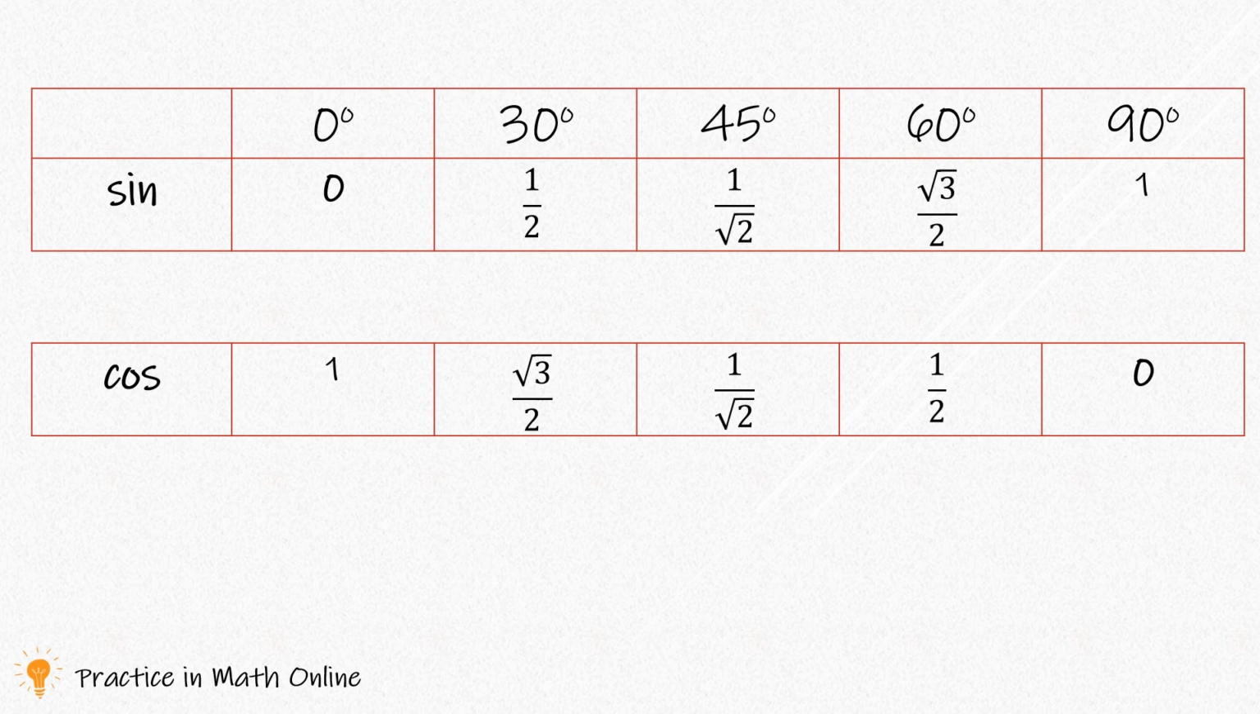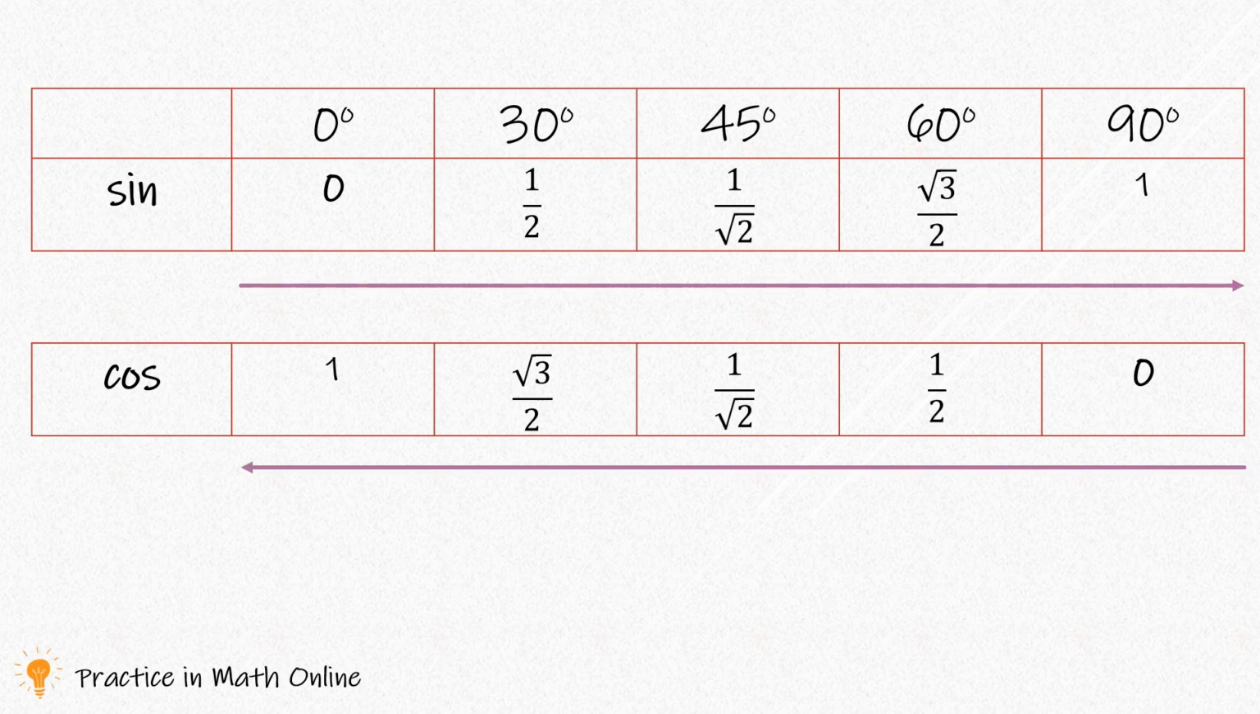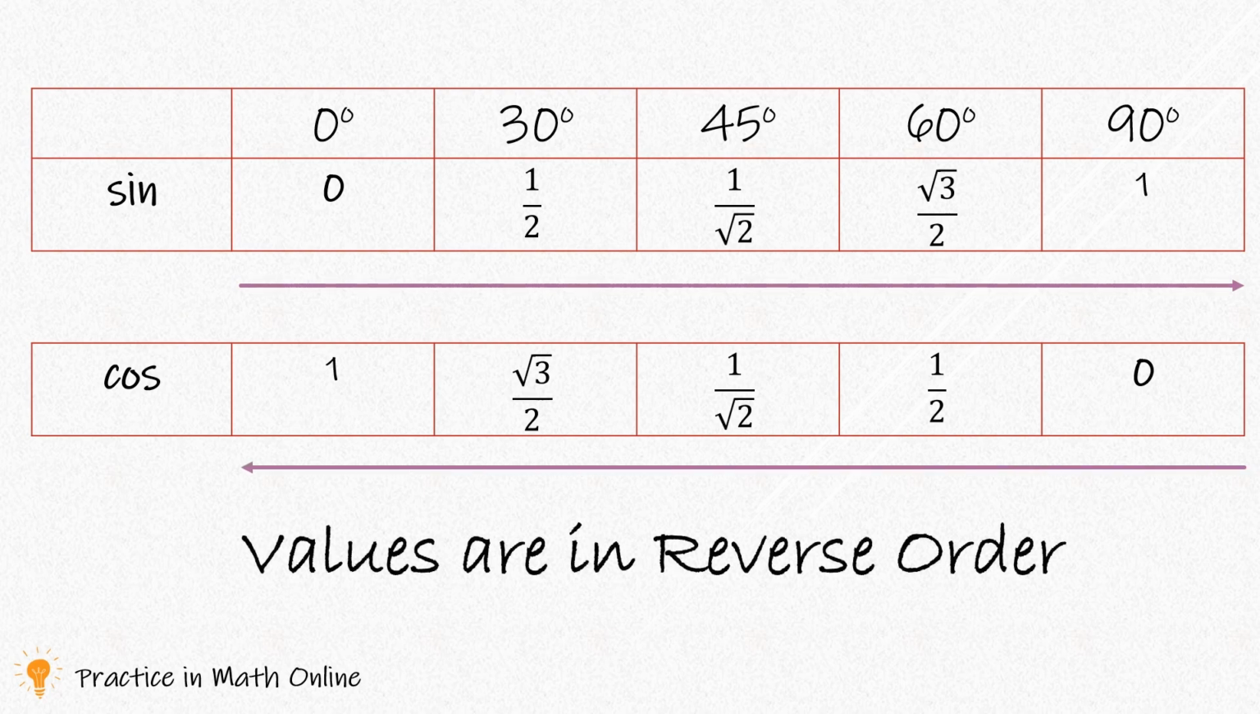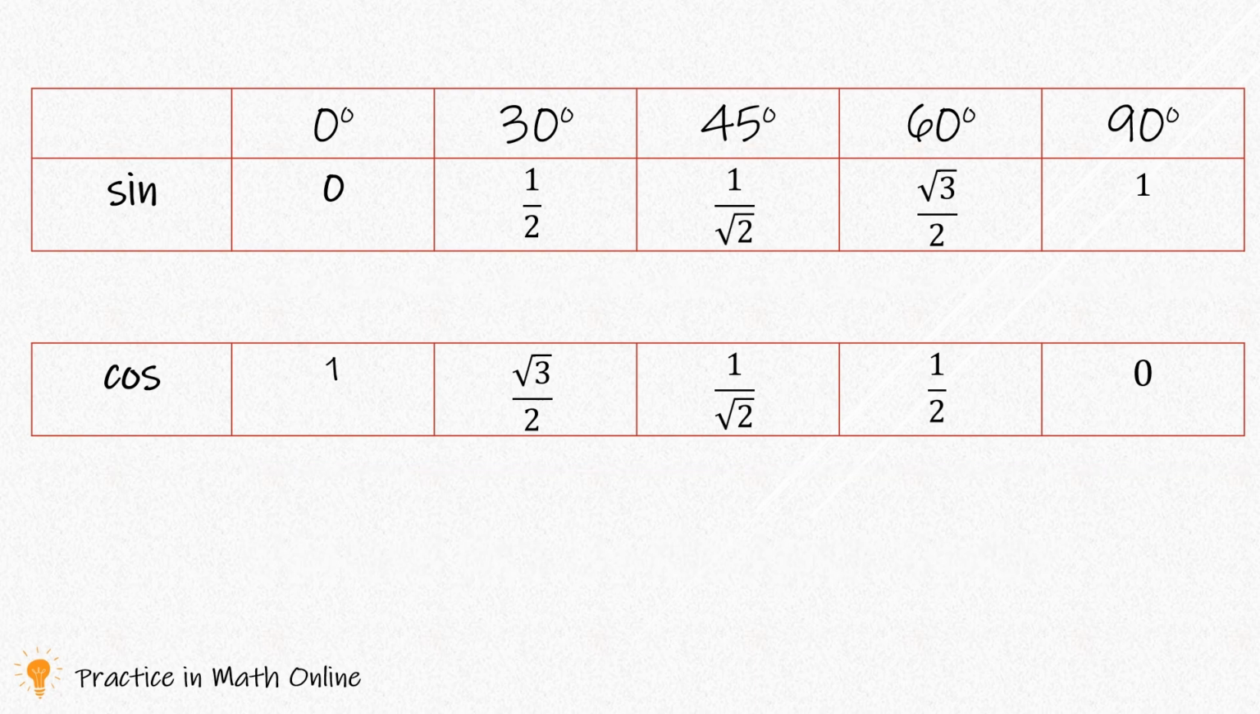But if you look at the values of cos, they are absolutely in the reverse order: 1, root 3 over 2, 1 by root 2, 1 by 2 and 0. So if you write the values of sine in the opposite order, then you will get the values for cos.